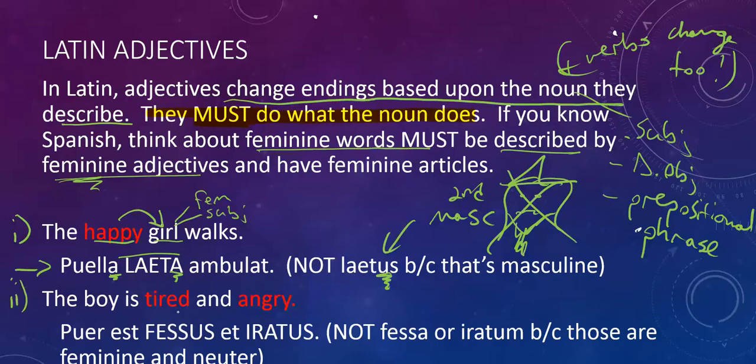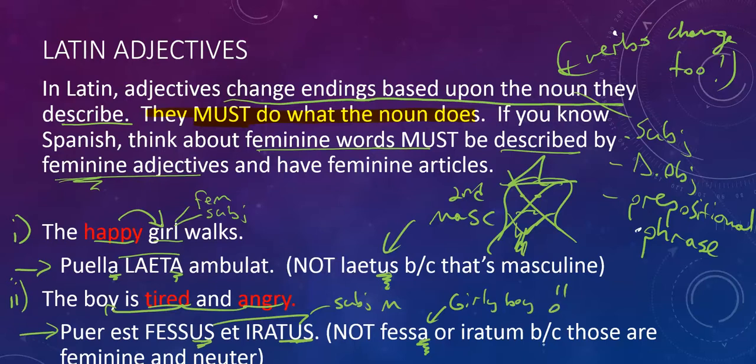The boy is tired and angry. Tired and angry, remember, both describe the boy. So they both, in the Latin, need to be masculine. They also need to be nominative because the boy is the subject. That's why we don't have fessa, because that would make him a girly boy. Or erotum, because that would make the boy neuter.